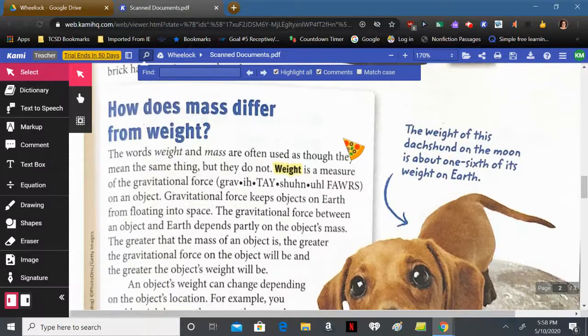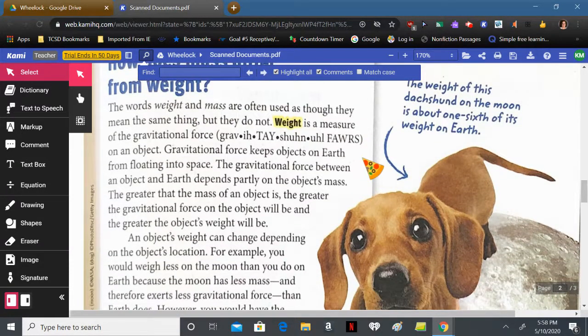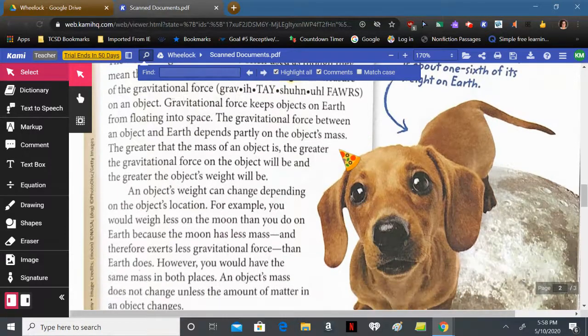How does mass differ from weight? The words weight and mass are often used as though they mean the same thing, but they do not. Weight is a measure of the gravitational force on an object. Gravitational force keeps objects on Earth from floating into space. The gravitational force between an object and Earth depends partly on the object's mass. The greater the mass of an object is, the greater the gravitational force on the object will be, and the greater the object's weight will be.